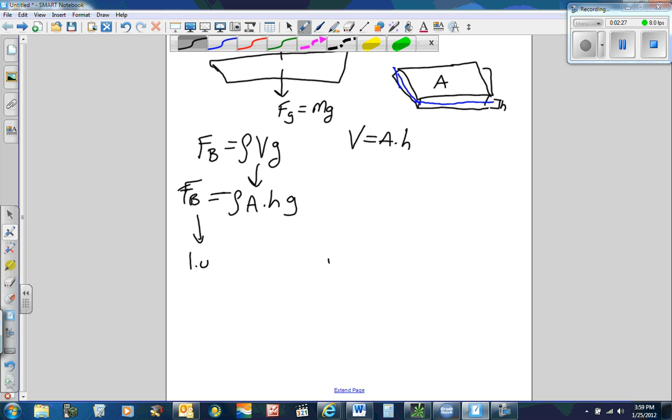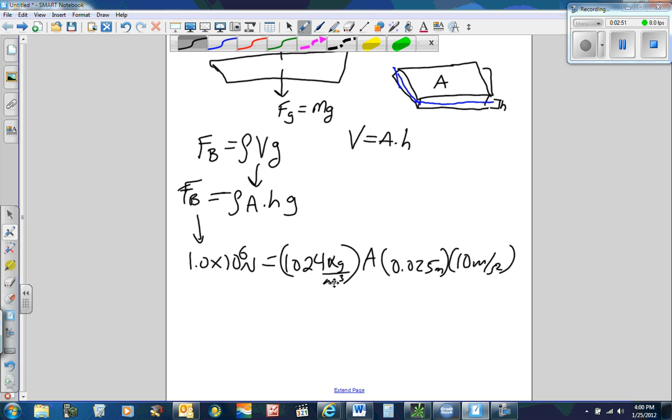This is 1.0 times 10 to the 6 newtons equals 1024 kilograms per meters cubed times A, what I'm looking for, times 0.025 meters, that's 2.5 centimeters, times 10 meters per second squared. And so if I multiply 1024 times 0.025 times 10, I get 256. So I get 256.